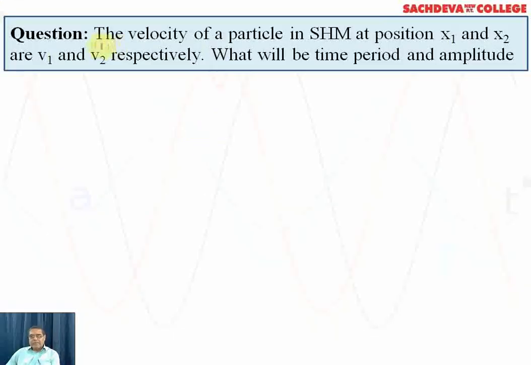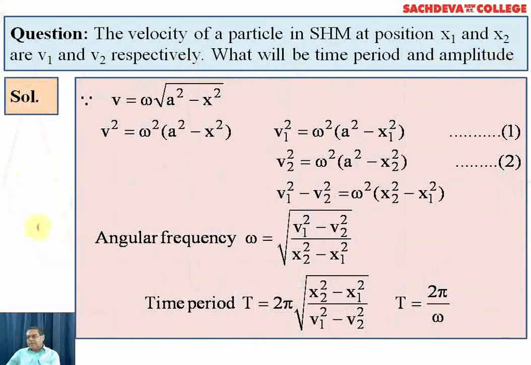Now our next question: the velocities of a particle in SHM at positions x1 and x2 are v1 and v2. So two velocities are given at the instants when the displacements are x1 and x2. What will be the time period and amplitude? So we have to use the general equation of velocity.